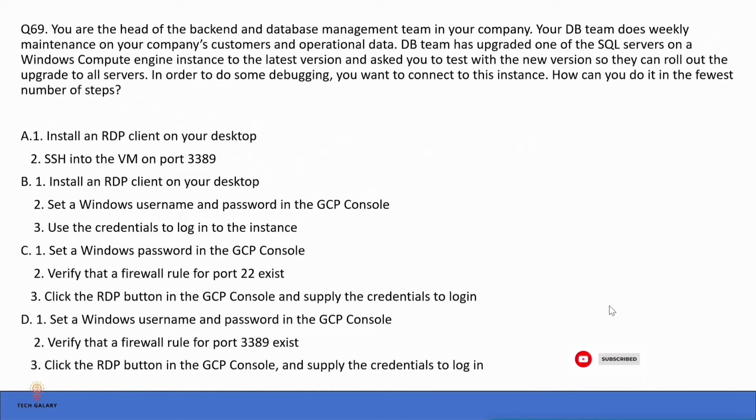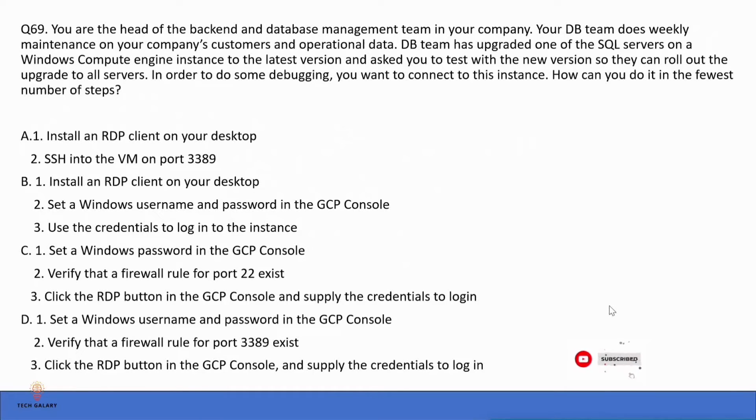You are head of the backend and database management team in your company. Your DB team does weekly maintenance on your company's customers and operational data. DB team has upgraded one of the SQL servers on a Windows Compute Engine instance to the latest version and asked you to test with the new version so they can roll out the upgrade to all servers. In order to do some debugging, you want to connect to this instance. How can you do it in the fewest number of steps? These are the options available. Now let's take a look at each of these options.